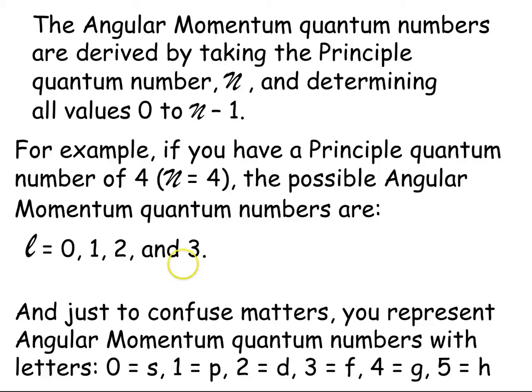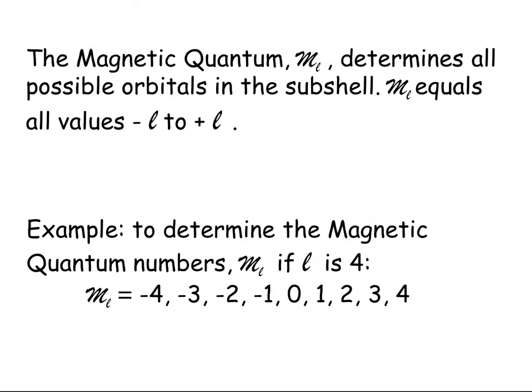And just to make matters worse, you represent your angular momentum quantum numbers with letters. 0 is S, 1 is P, 2 is D, 3 is F. Now we go alphabetically. 4 is G, 5 is H, etc. The magnetic quantum number determines all possible orbitals in the subshell. M sub L equals all values negative L to positive L.